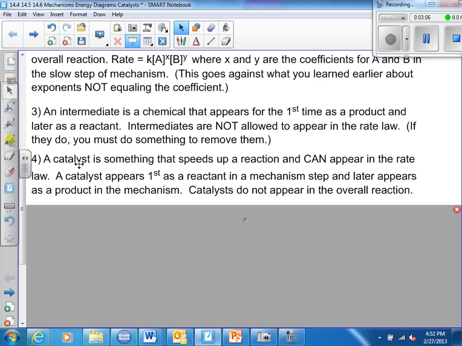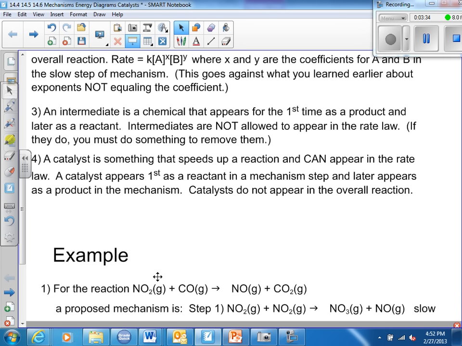They can appear in the rate laws, and the way you know the difference between a catalyst and an intermediate, catalyst versus an intermediate, the catalyst first appears as a reactant in the mechanism, and in a later step, or in the same step, it appears as a product. But the first time you see it, it has to be seen as a reactant, and then it can be a product. Catalysts are not in the overall balanced reaction.